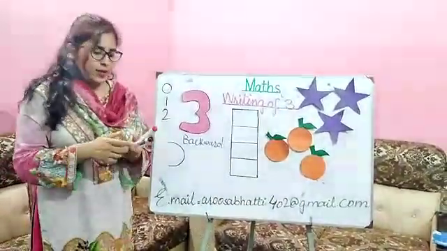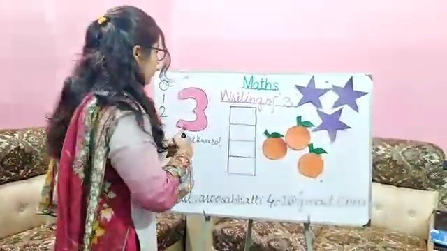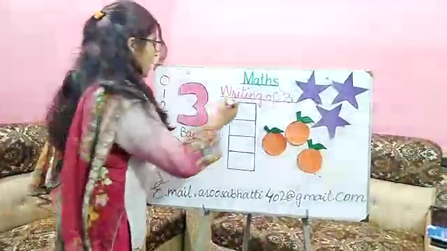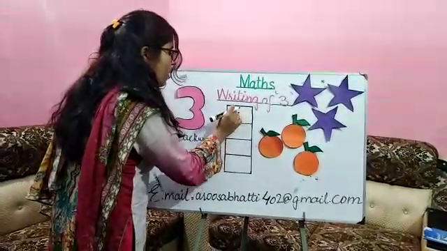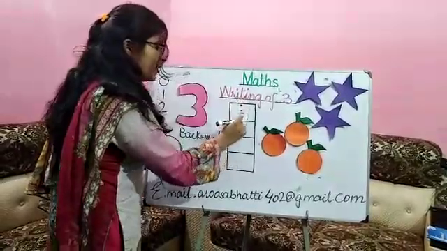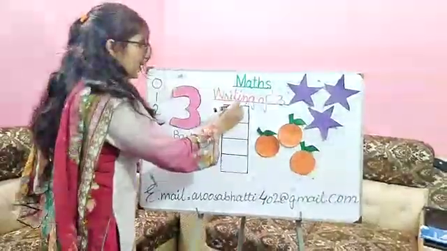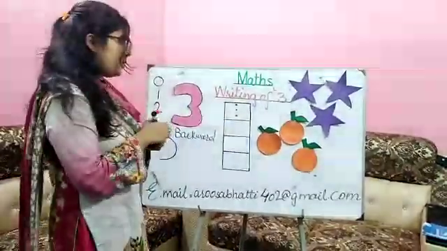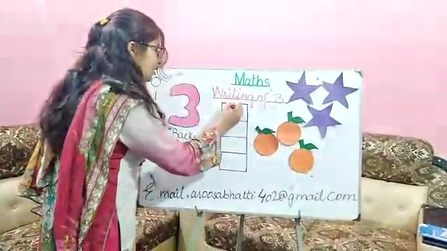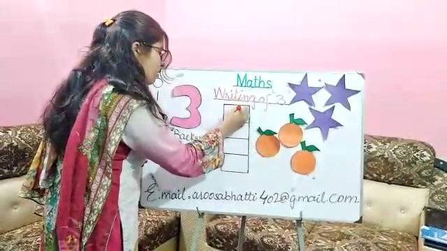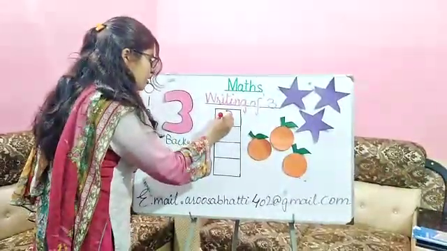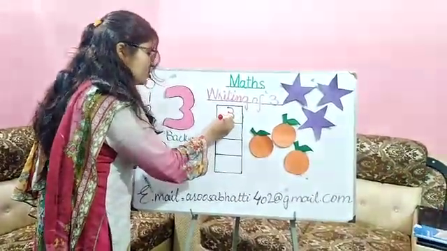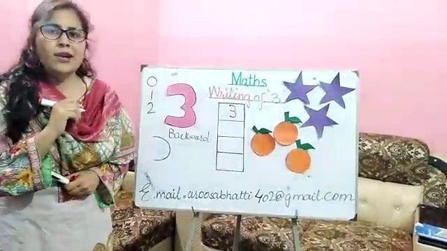Okay students, let's start. Look at the board. First of all, I place 3 dots vertically. 1, 2, 3. At the top dot, curve to the second dot and curve to the last dot. This is the number 3.